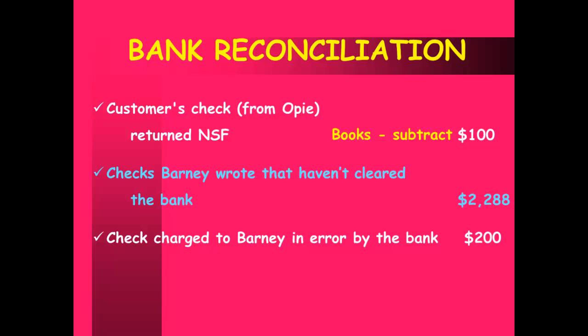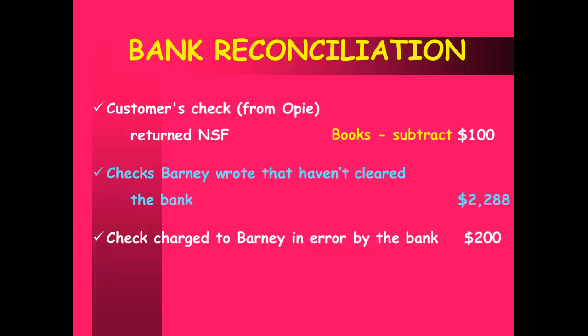Checks Barney wrote that haven't cleared the bank. What do we call those checks? You would think we call them checks in transit, but we don't. If the deposits are in transit, why don't we call the checks in transit? But we don't. We call them outstanding checks instead. It's the same concept, though, on the way. Who's wrong about those outstanding checks, bank or books?